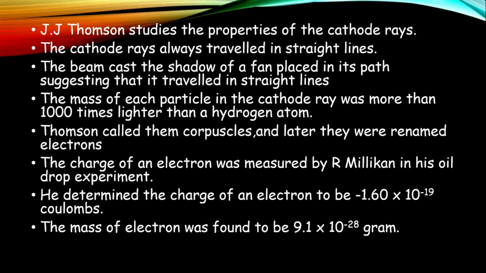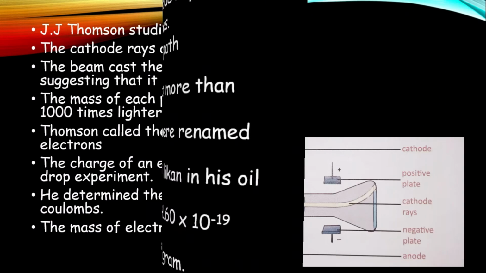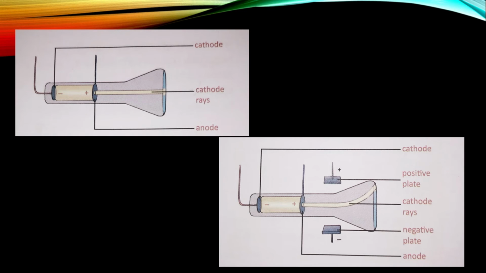As you can see in this diagram of the cathode discharge tube with the cathode and the anode, positive and negative electrodes, the ray is traveling in a straight line. Here you can see when we keep the positive and the negative plate, the deflection is happening towards the positive, because definitely the negative and positive will try to attract each other, and that's why the deflection.